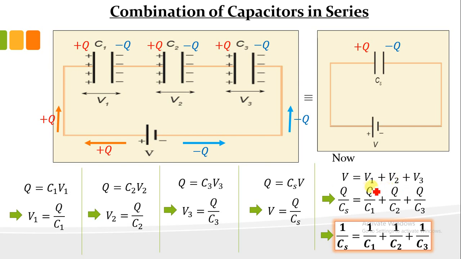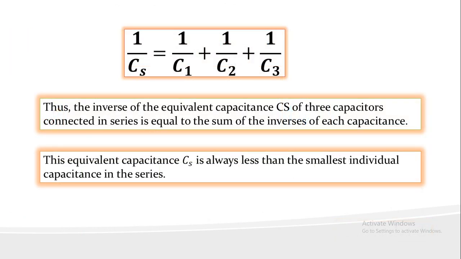Now we have a relation here, V equals V1 plus V2 plus V3. Substitute these expressions. Now finally we will get 1 by Cs equals 1 by C1 plus 1 by C2 plus 1 by C3. Okay. So overall, using this expression, if we have the values of C1, C2 and C3 connected in series, then we can obtain the value of the equivalent capacitance Cs.